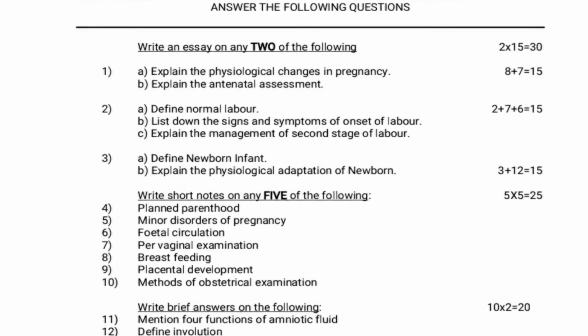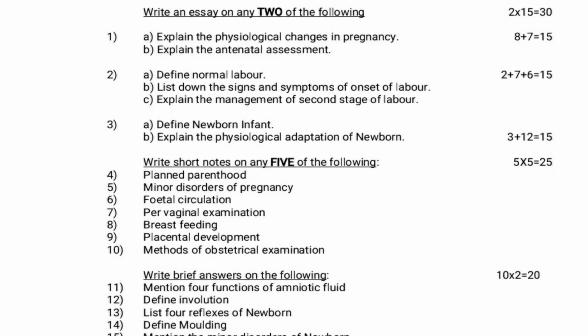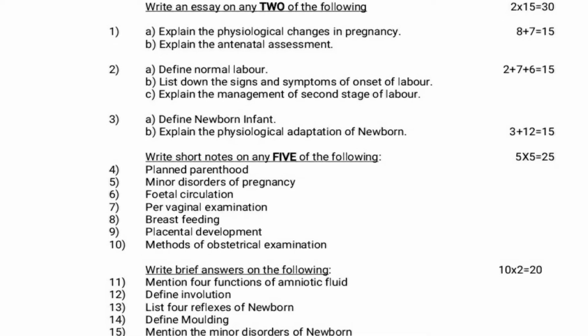In the first section, it is the essay section, where they will give 3 essay questions. Out of those 3 essay questions, you have to answer only 2. 2 into 15 is equal to 30. For 1A, explain the physiological changes in pregnancy, 8 marks. 1B, explain the antenatal assessment, 7 marks. 8 plus 7 is equal to 15.